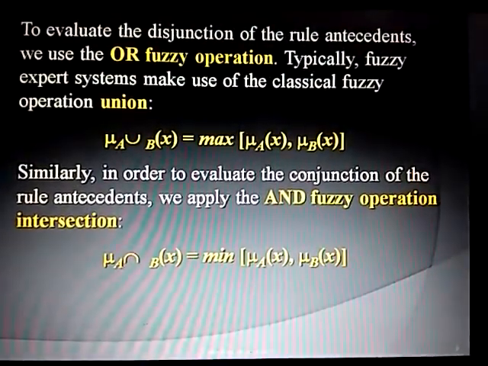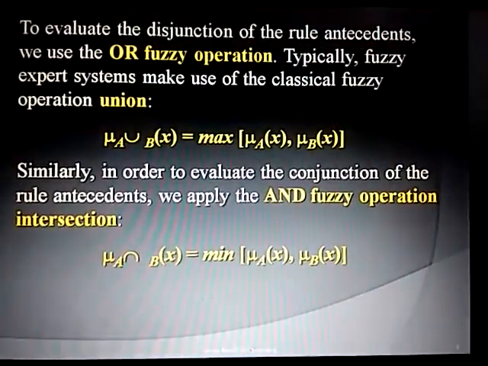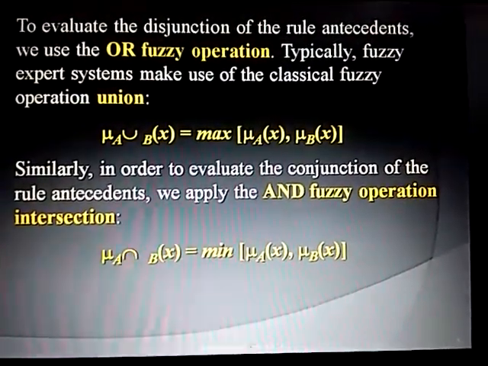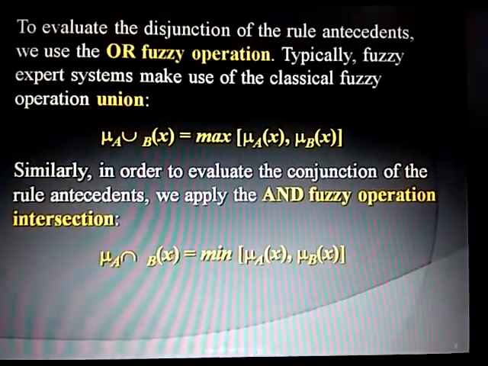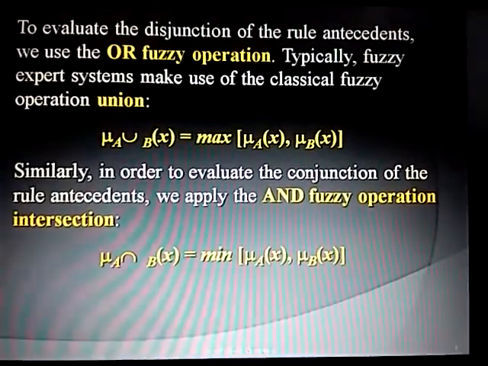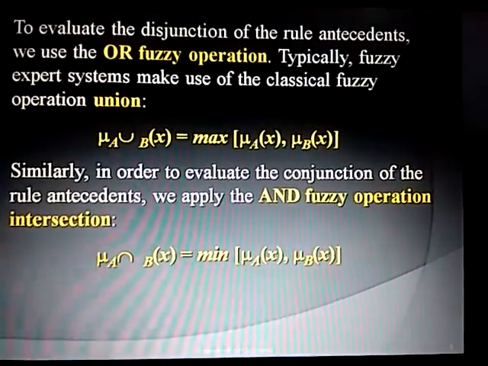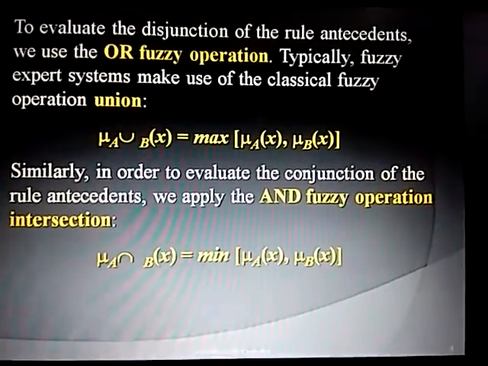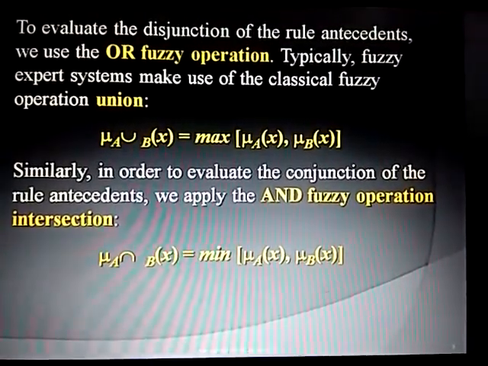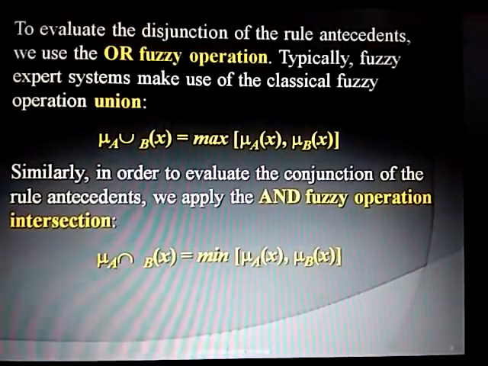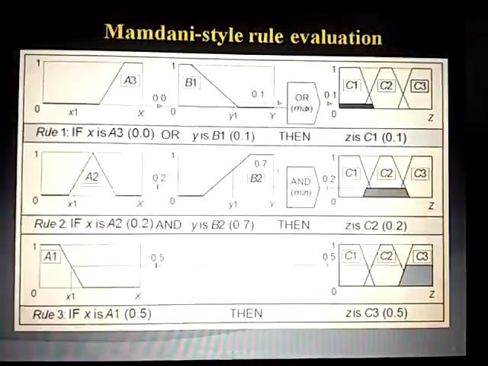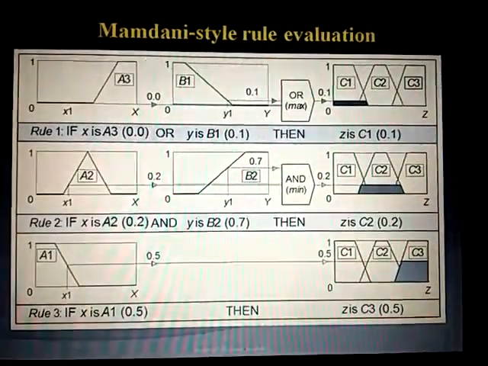To evaluate the disjunction of the rule antecedent, we use the OR fuzzy operator. Typically, fuzzy expert systems make use of the classical fuzzy operator union, that is mu A union B of x is equal to the maximum of mu A of x and mu B of x. Similarly, in order to evaluate the conjunction of the rule antecedent, we apply the AND fuzzy operator intersection, and that is the Mamdani style rule evaluation.